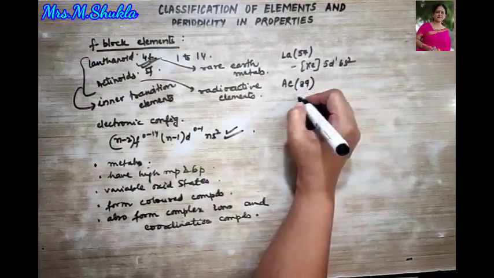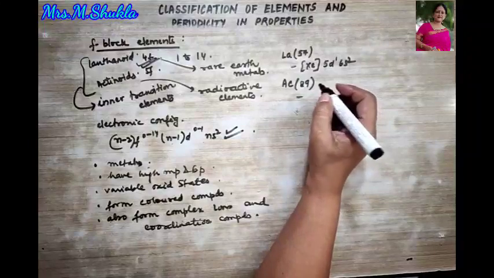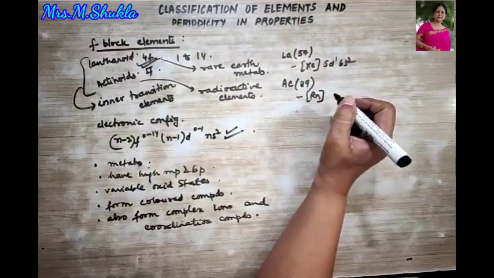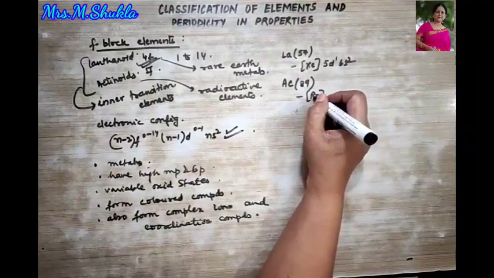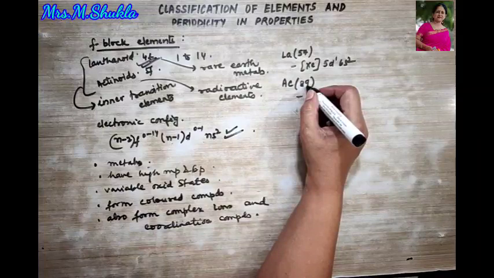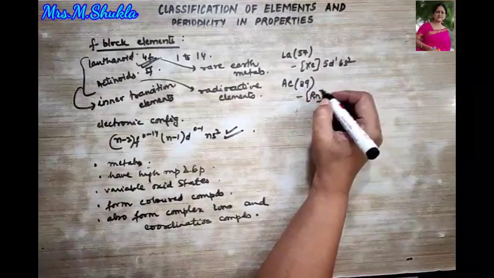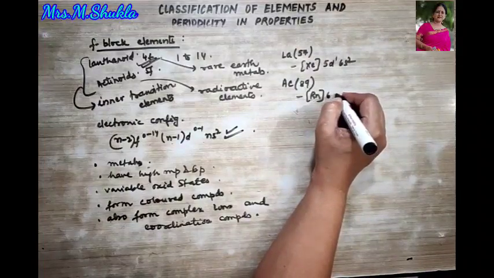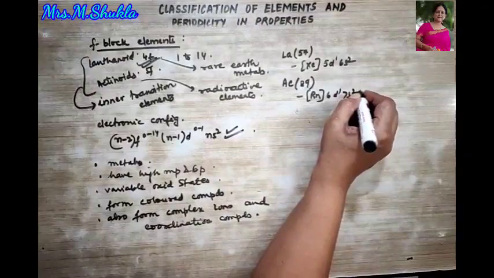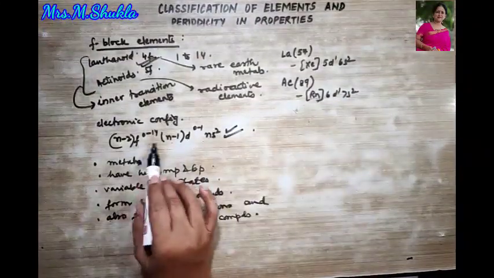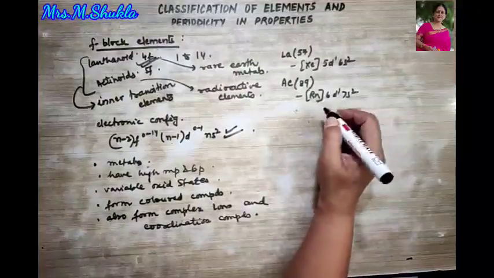Similarly, let's talk about actinium, whose atomic number is 89. How will you configure this? For this we will take radon, whose atomic number is 86. 86, and how much left? 3 more left. So this will be Rn, radon, 6D1 7s2. So this is how the configuration can be done.